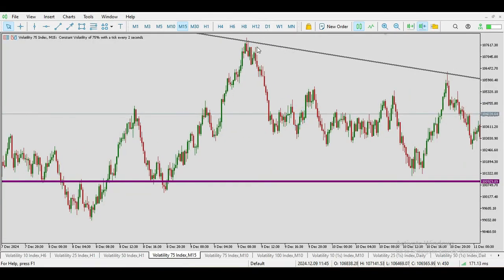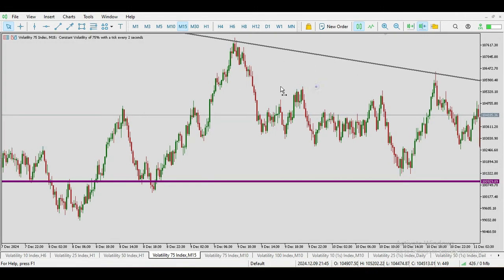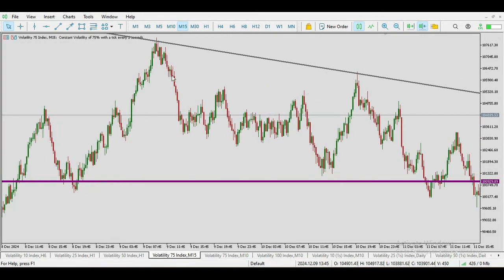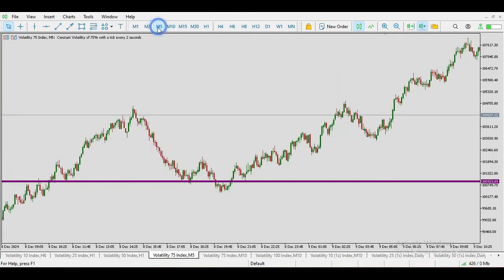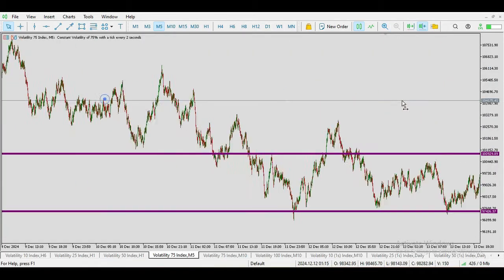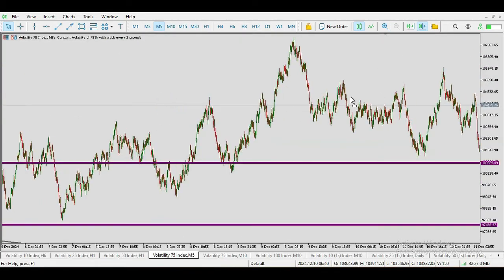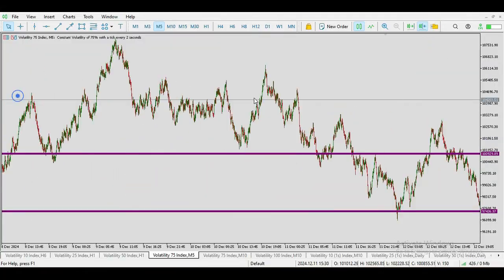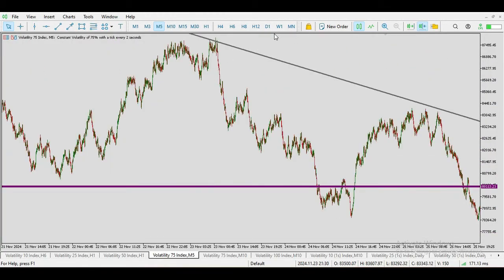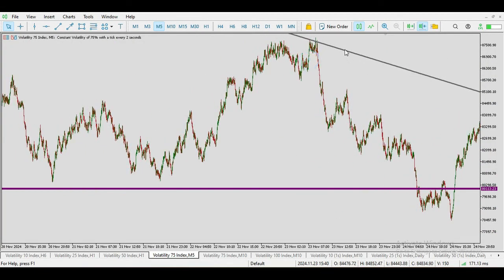Now, in this case, it fails to break. You can see the trend line. It just fails to break it. Now, all I need to do is look for an entry, which means I can go all the way down to even the 5 minutes time frame. I can go all the way down looking for an entry, even from the 5 minutes time frame. Okay, so I think this is the weekly zone. Okay, this is the H8.